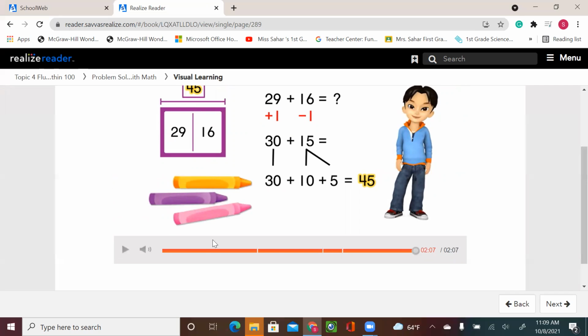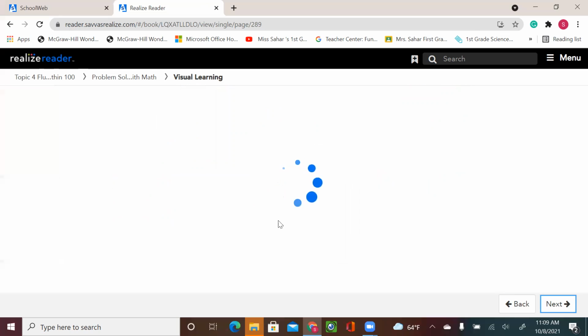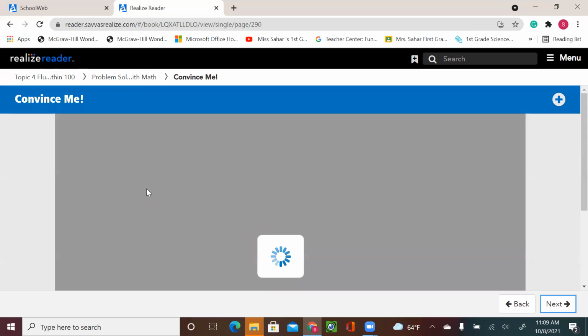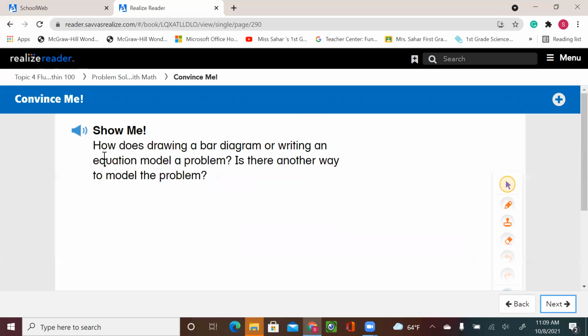All right, so let's see the guided practice. I see the Show Me. How does drawing a bar diagram or writing an equation model a problem? Is there another way to model the problem? Well, yeah, there's another way. We can use drawings or place value. Remember the place value blocks to add the tens.